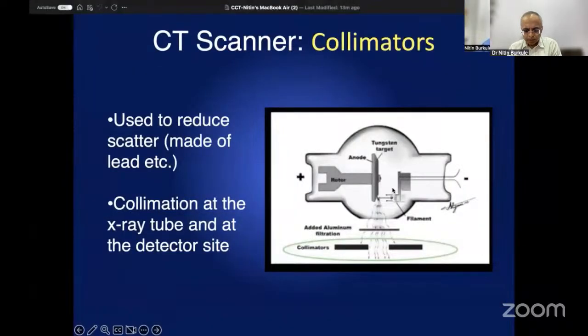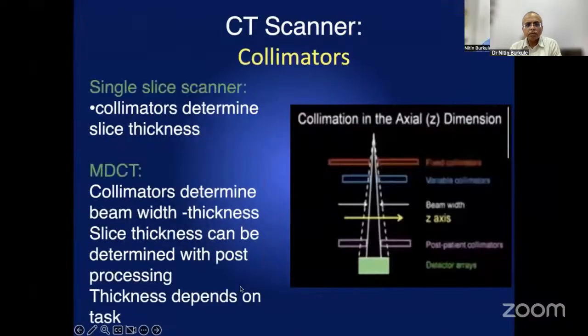The next thing is the collimators. So when this highly filtered X-ray beam travels towards the patient's body, you have got collimators, the same way that you have in the cath lab. These collimators will prevent the scatter of radiation. And these collimators have got a different purpose.